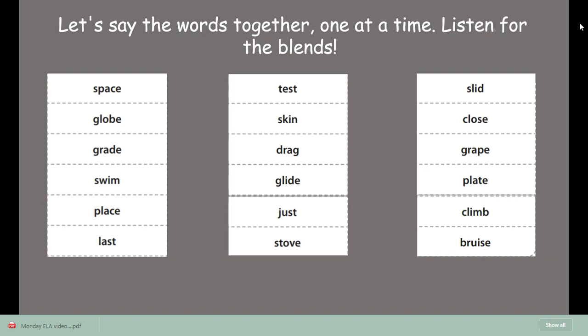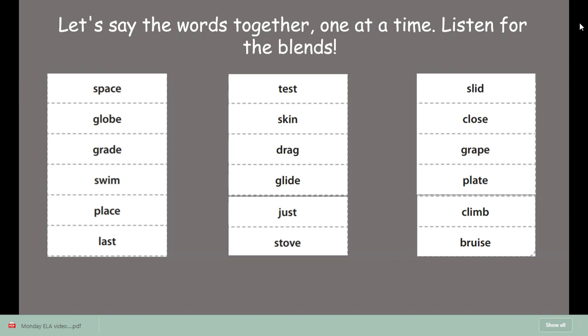Space, globe, grade, swim, place, last. So there's one where the blend is at the end of the word. The S and the T are standing really close together, saying their sounds closely together.